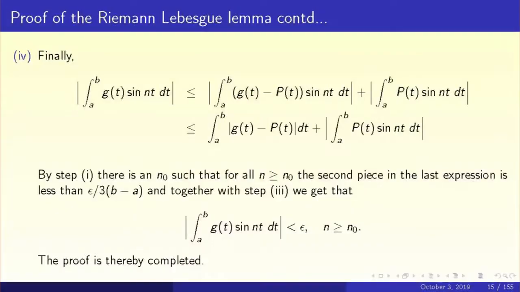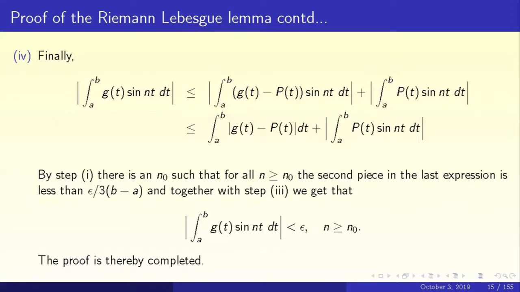Take the absolute value inside the integral. Mod sin nt is less than 1. So we get the integral from a to b of mod gt minus pt dt. But that piece is less than 2/3 epsilon from the previous slide. Now look at the last piece, the integral from a to b of pt sin nt dt. But that goes to 0 because we have verified the Riemann Lebesgue lemma for polynomials.